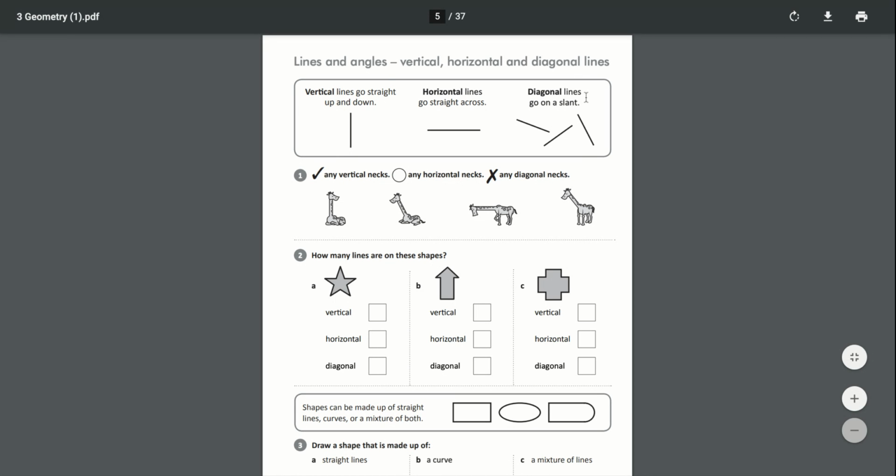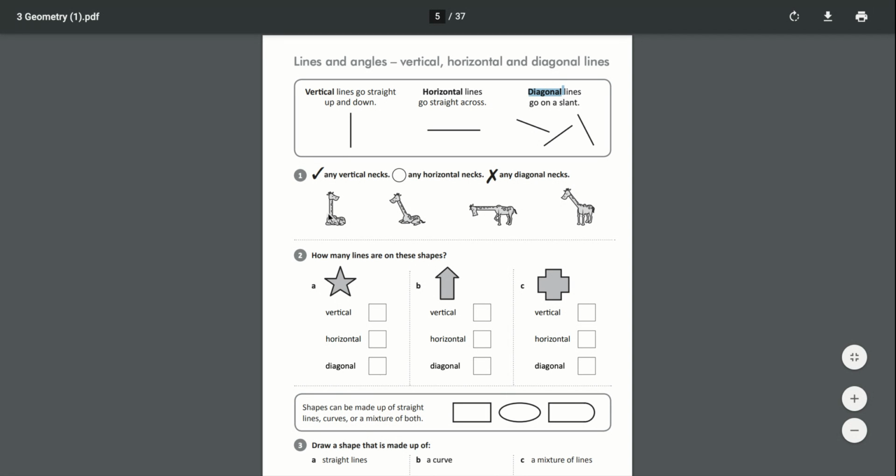So if you look up here in the information box, it shows you what a vertical line looks like. It goes up and down. And it shows you what a horizontal line is. Now, I talked about that earlier on in the year, where you have the vertical, up and down, and horizontal, straight across. Okay, and a diagonal, see that word there, is all the lines that go on a slant. Okay, so this first sheet should be quite straightforward.